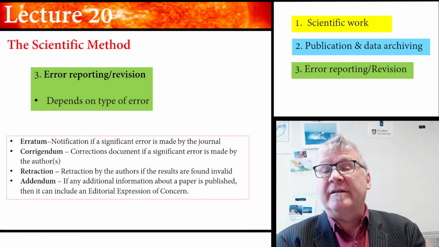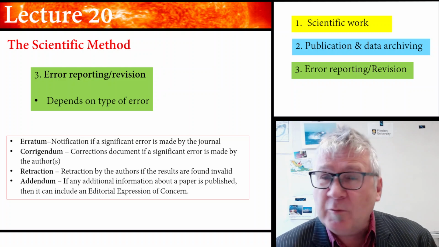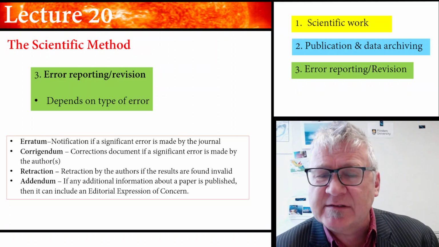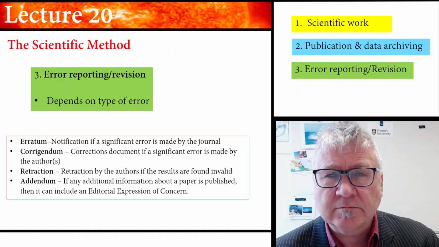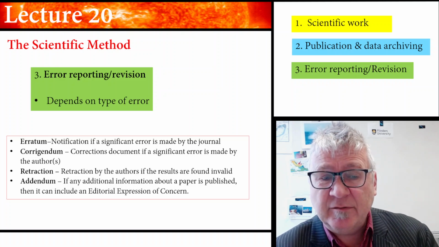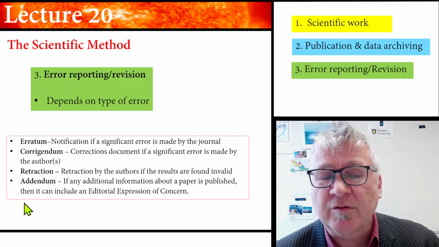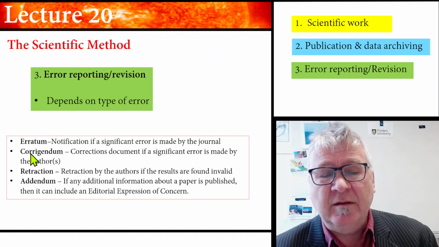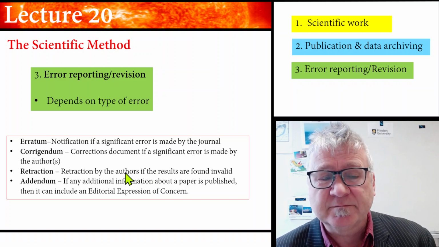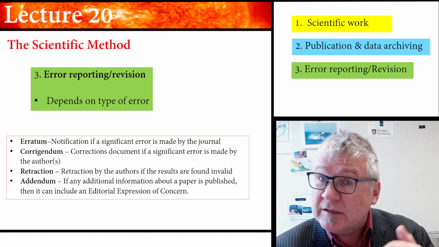So the last part is the error reporting, the revision part of that. And we're just talking about published work. So what happens if published work contains a significant error? Again, there's a number of methods that are used, which are listed here. Okay, and I'm not going really through the methods, but it even goes up to retraction by the authors if the results are found invalid. Okay. And that's also an important part of that.